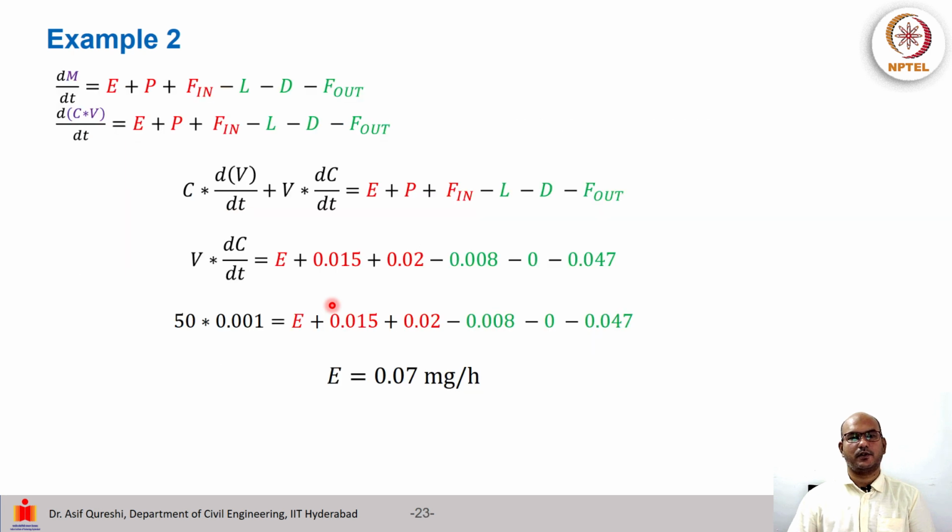So just for illustrating one more time, we will do dm by dt equal to sources minus sinks: E plus P plus F in minus L minus D minus F out, and M we will write as C times V. This remains the same, E plus P plus F in minus L minus D minus F out. D of CV by dt will be C dV by dt plus V dC by dt, where this will get cancelled out because the volume is constant. And then we will plug in all the values, and basically we will end up with the same number, 50 dC by dt equals E plus P plus F in minus L minus D minus F out, and get the answer.